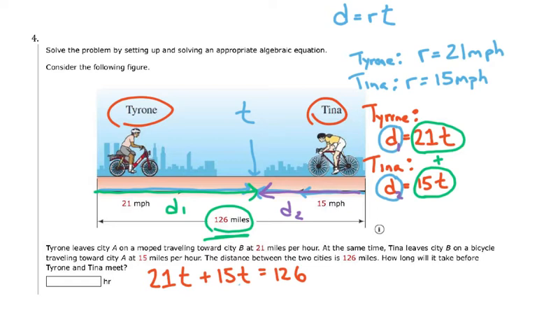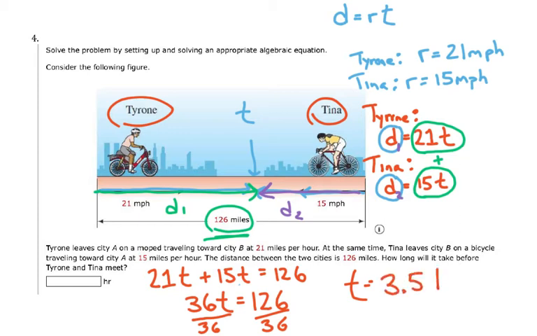What's 21t plus 15t? That's just 36t equals 126. Now you know how to solve for t. We're going to divide by 36, and t equals 3.5 hours. So they each rode for 3.5 hours.